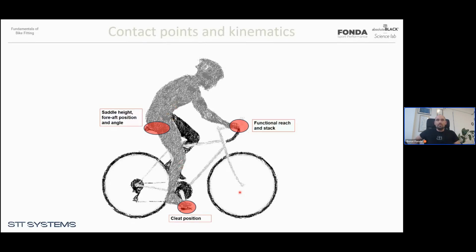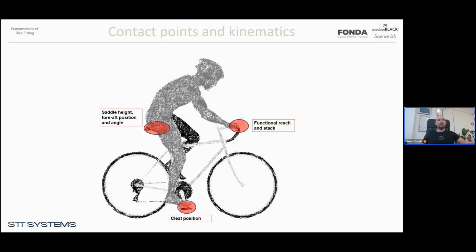Then we have the cleat position. Now, cleats allow us to dictate where the knee is going to travel. So the orientation of the cleat, especially, not so much the fore and aft position, but the orientation, is going to dictate where the knee is going to travel. So again, by adjusting the cleats, this should be one of the foundations or fundamentals of bike fitting. And then we have the handlebar. Now, in the last decade, the cycling industry complicated our lives, or in some ways even simplified it, because there's not much to change.